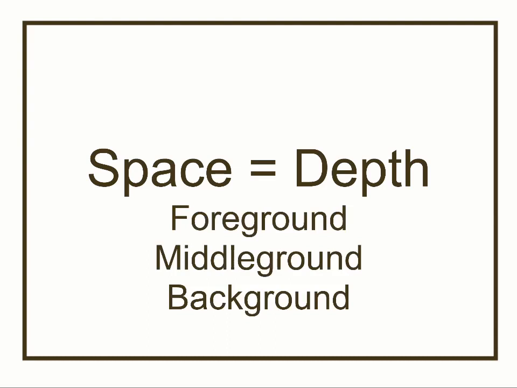Three terms that you need to understand for describing depth are foreground, middle ground, and background. And they mean exactly what they sound like. Foreground is the very front part. Middle ground is halfway between foreground and background. Background is the most distant space, the furthest thing away from us.